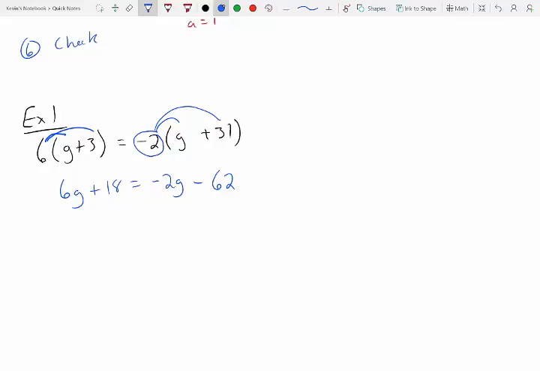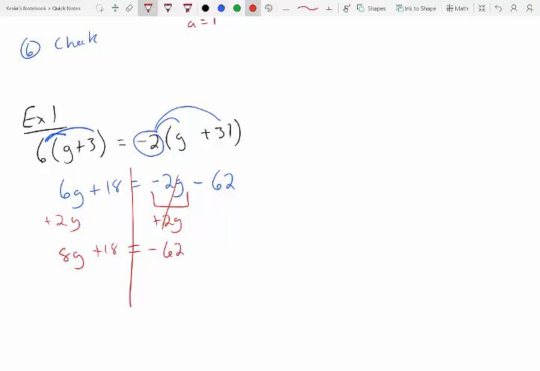So now I need to get variables on the same side. So I have a minus 2g. I need to get it over there, so I just want to draw my line. I'm going to add 2g to both sides. That cancels out. And I get 8g. I still have my plus 18 equals negative 62.